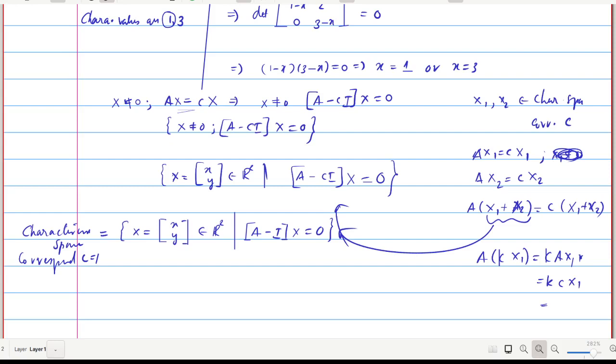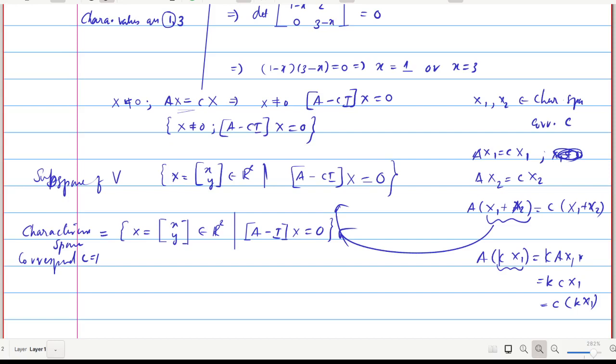So you can write it as c times kx1, which shows that whenever we take an element x1 belonging to this set and write a times kx1 is equal to c times kx1, this kx1 is also a solution of this. Okay, so then kx1 is also an element of this set, which shows that this is always a subspace of V, or in this case R2. Then that subspace is called the characteristic space corresponding to c.